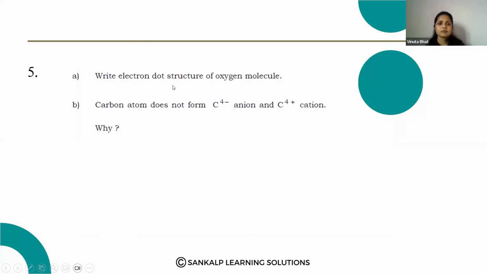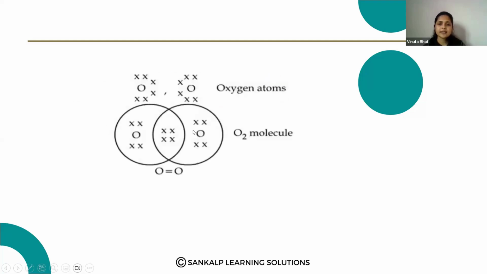Next question. Write electron dot structure of oxygen molecule. Carbon atom does not form C4 anions and C4 plus cations. Why? What is the reason behind this? Okay. Electron dot structure of oxygen molecule. So it is like this. Oxygen bonds by double bond, O double bond O, O2 molecule.